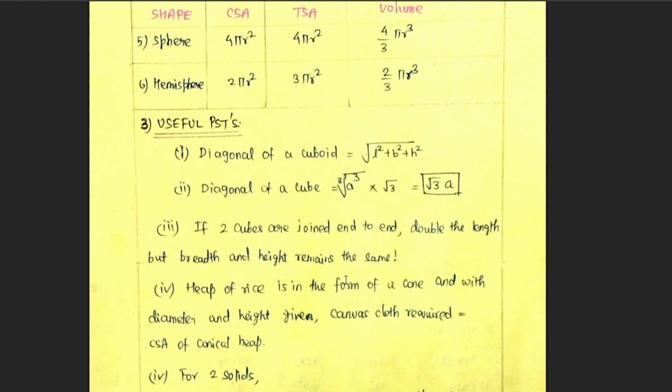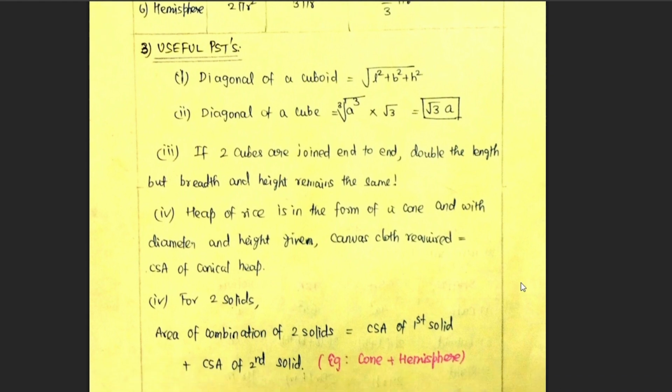If two cubes are joined end to end, I have given you an easy way of doing the calculation. You have to multiply the length by 2, and the breadth and height should remain the same. Then you use the normal calculation. Another thing: a heap of rice is in the form of a cone with diameter and height given. They will ask the canvas of cloth required. Canvas means you have to find the area, so it is nothing but the CSA of the cone.